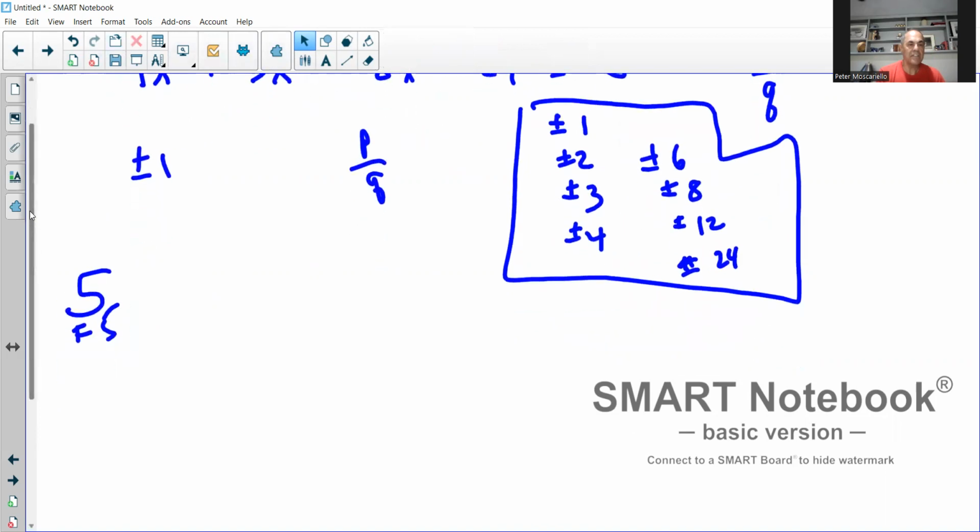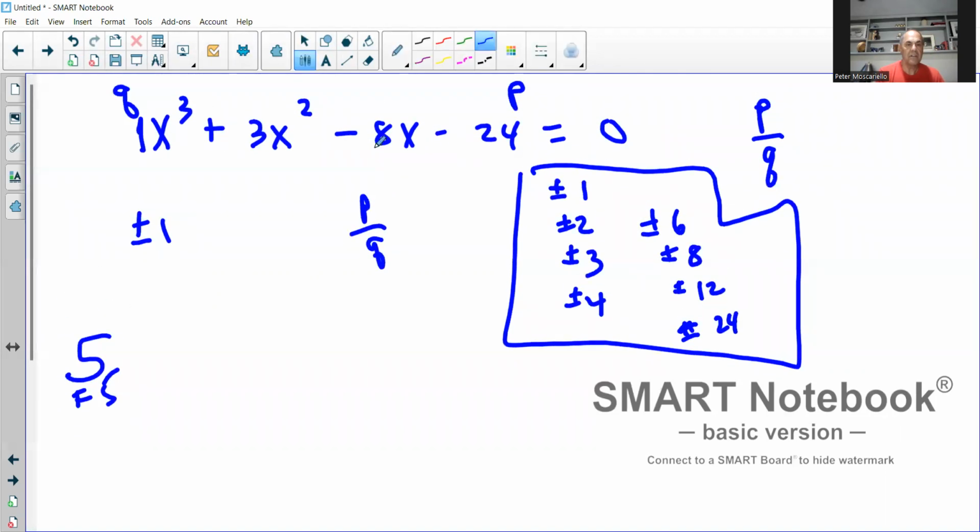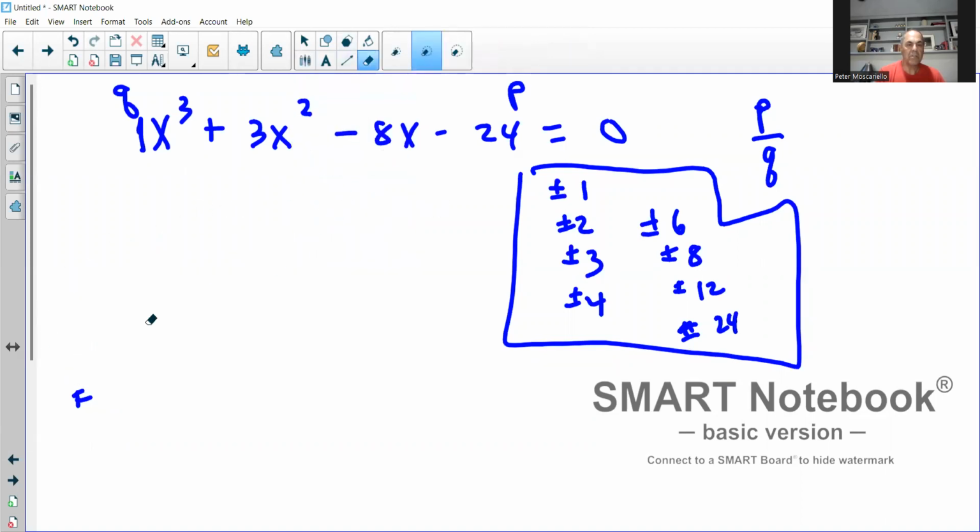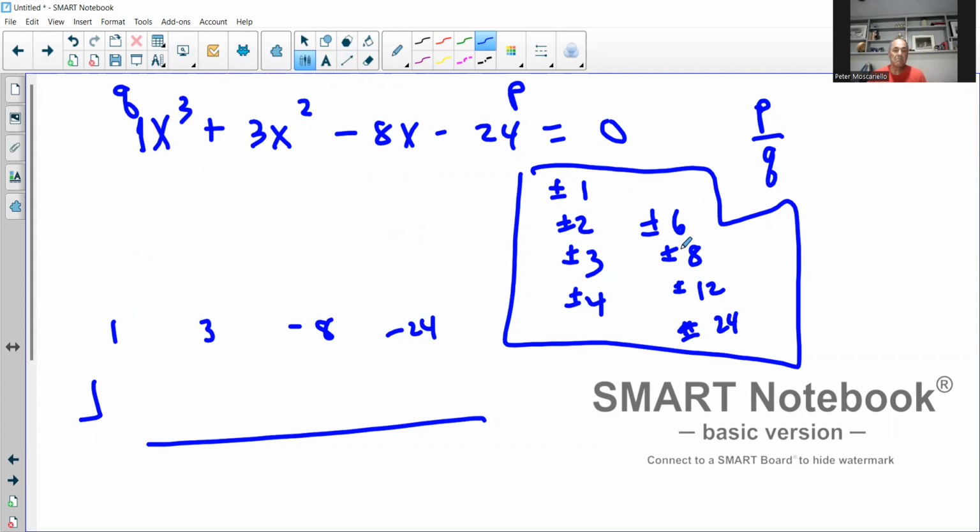Now you're going to actually find the roots by synthetic division. We've got the coefficients 1, 3, negative 8, negative 24. So you take a shot. Maybe 6 goes in. Maybe it's negative 3. Maybe it's 12. I don't know. It's kind of trial and error.